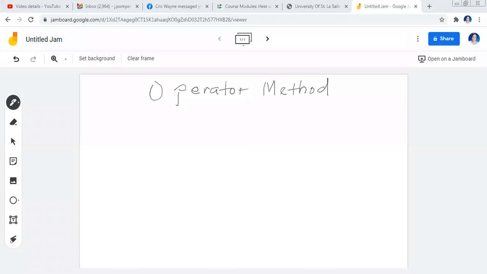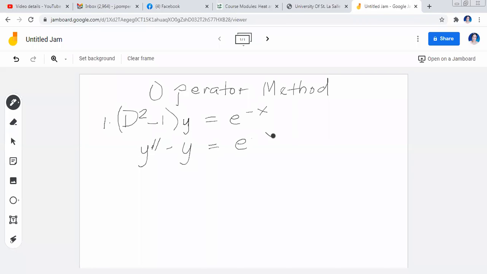Now I have this sample problem number 1. I'll go straight to the discussion during the course of giving you the steps for the solution. So you have D squared minus 1, y being equal to e raised to x. Now, if this is written not in the operator manner, this is actually to be written as y double prime minus y being equal to e raised to minus x.